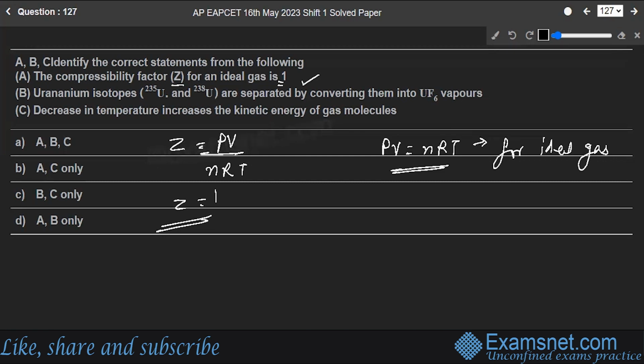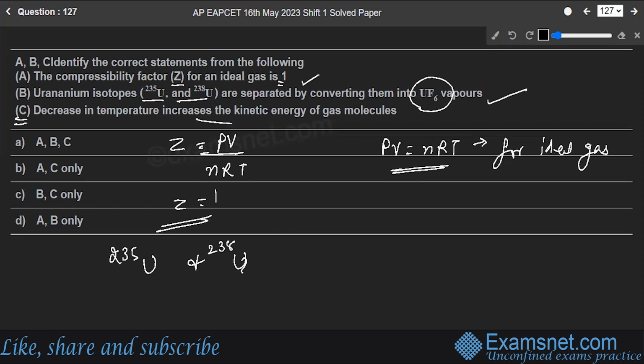Second one, uranium isotopes U-235 and U-238 are separated by converting them into UF6 vapors. This is correct. Let's go for the C.